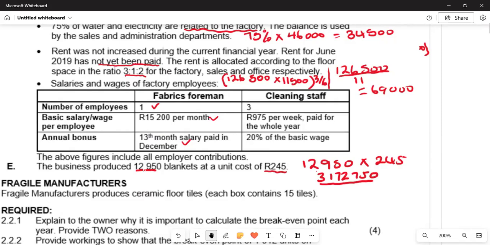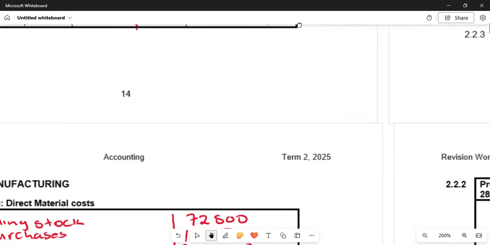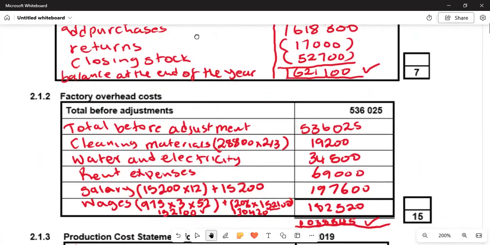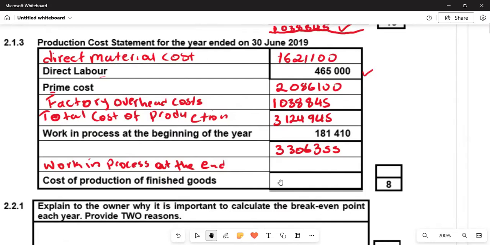This is the amount for our cost of production of finished goods, because, as we are told, the business produced this much at the unit cost of this much. So this is how we are to calculate it. So now we are going to our answer book, and we are to make sure that we write the amount for cost of production of finished goods, which is 3,172,750.